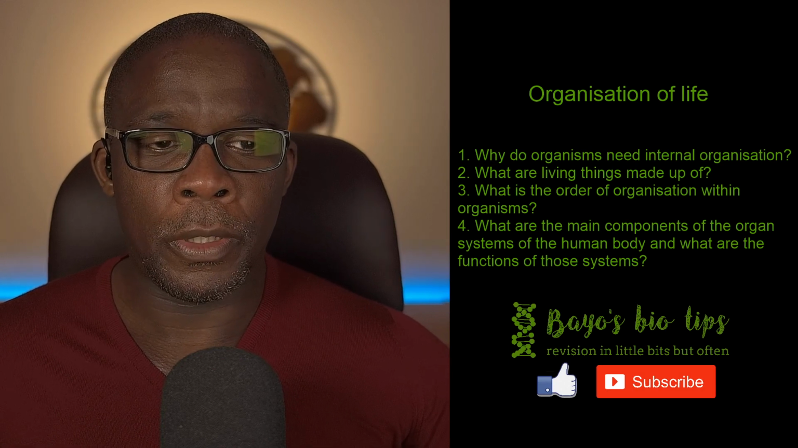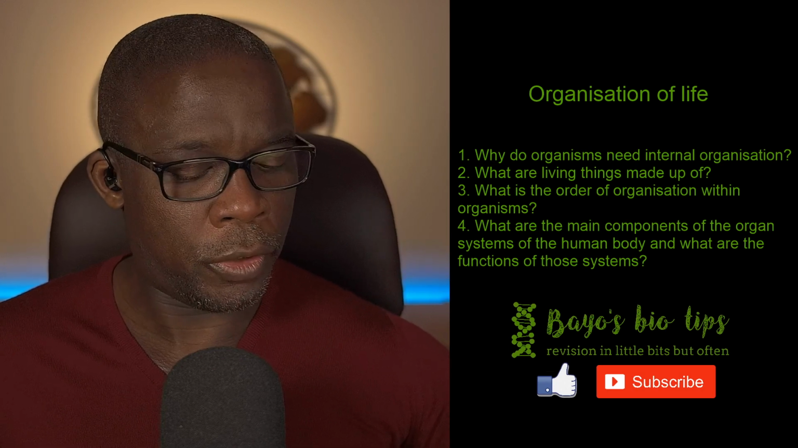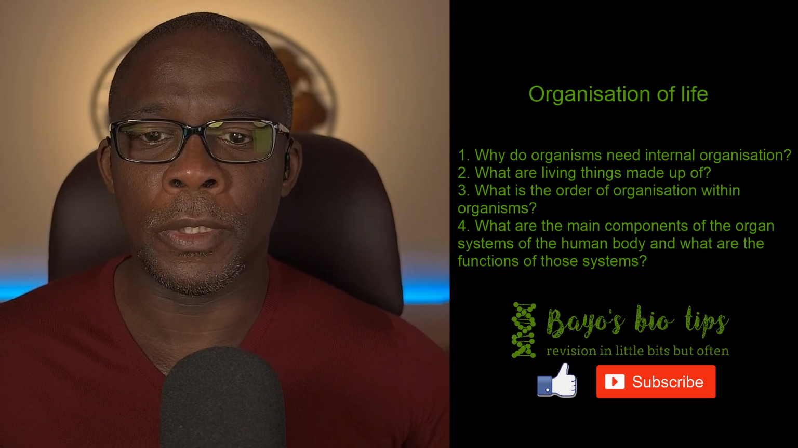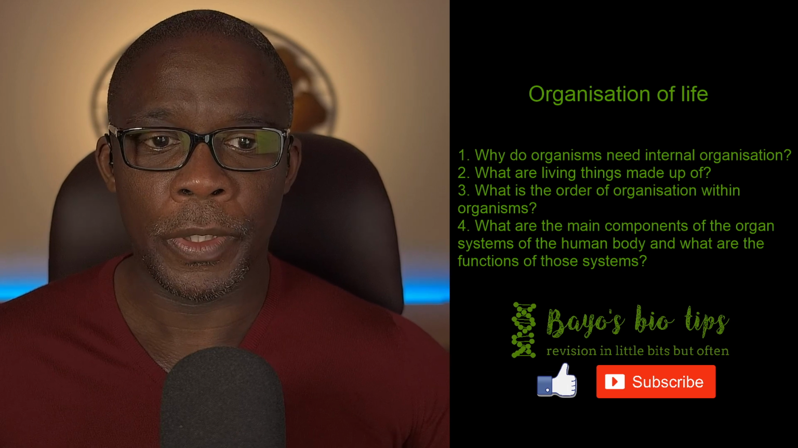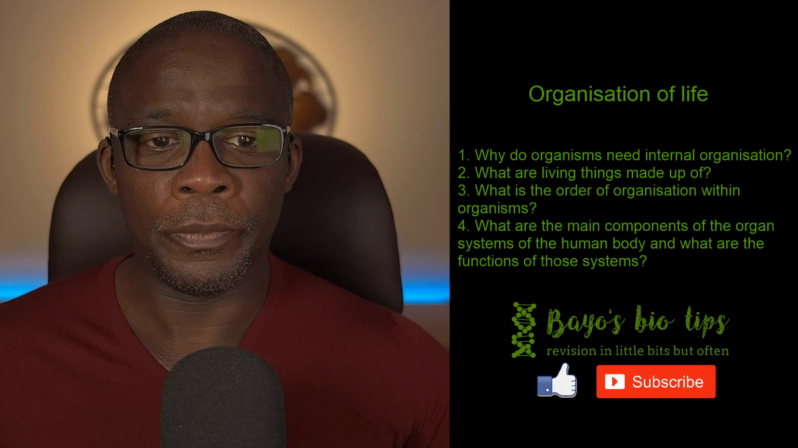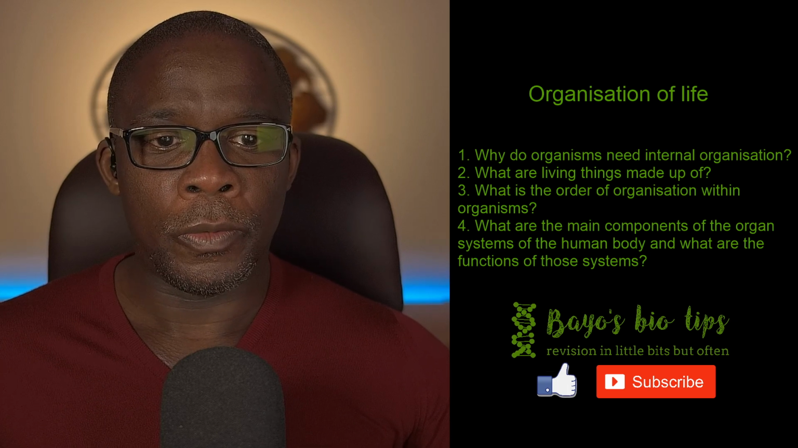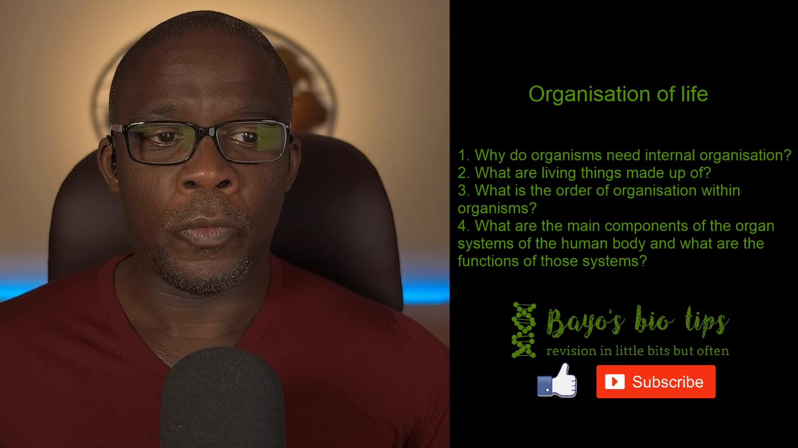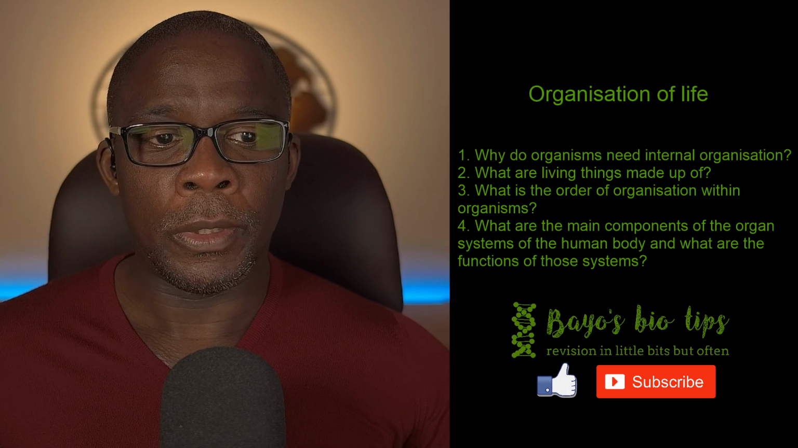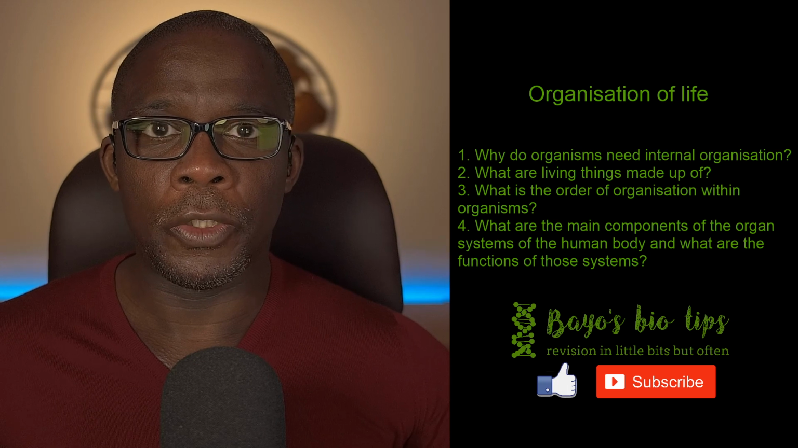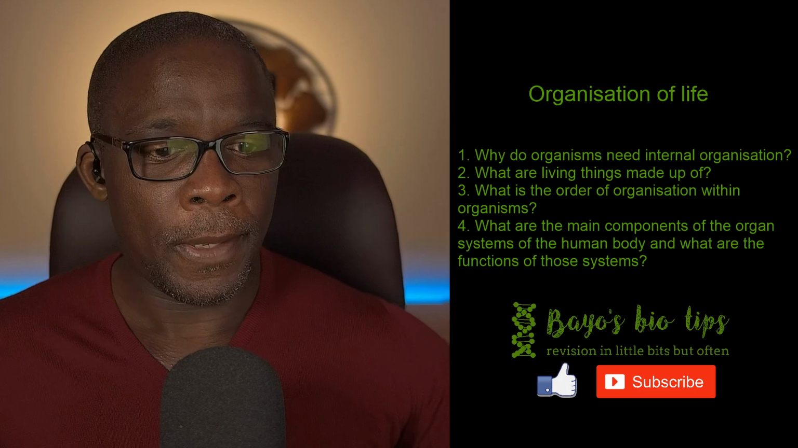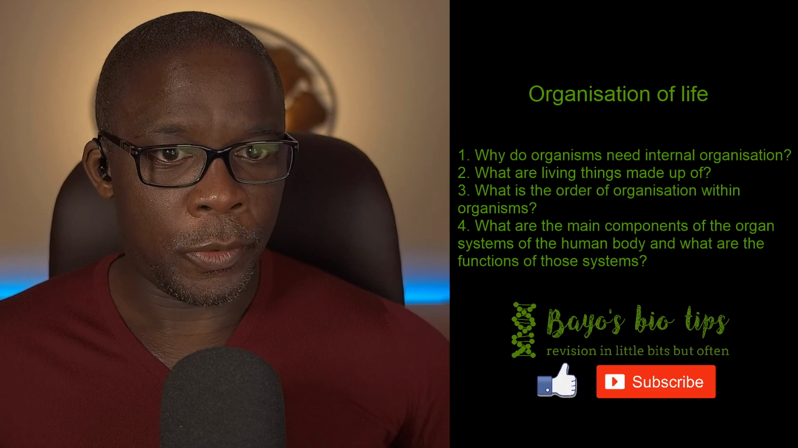In this video we're going to be looking at the organization of life. We're going to talk about why organisms need internal organization. We're going to talk about what living things are made up of. We're going to also discuss the order of organization within organisms. And then finally, we'll deal with some of the components and functions of the main organ systems of the human body. So let's get into it.